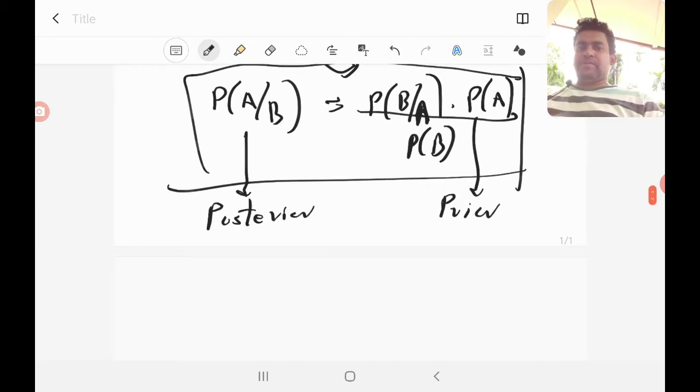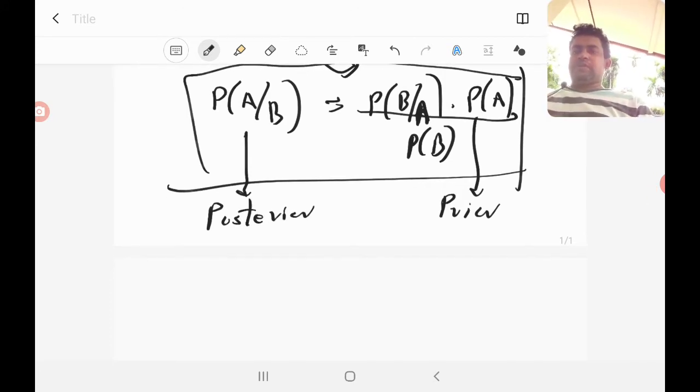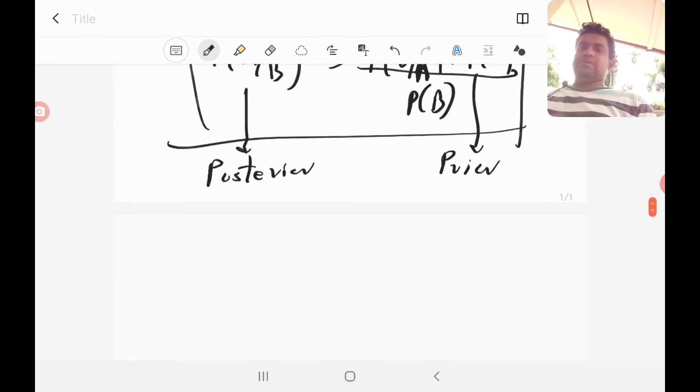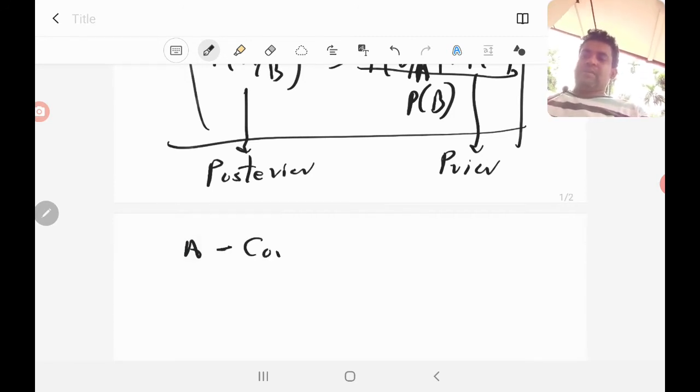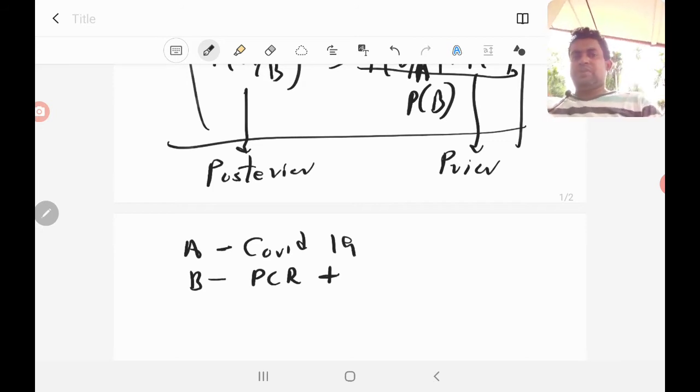So prior and posterior are two important concepts attached with the Bayes theorem, right? So now we'll see how this can be applied to COVID testing, particularly this idea of PCR testing, right? So we define A as the event that someone has COVID-19 and B as the event that the PCR test is positive, right?